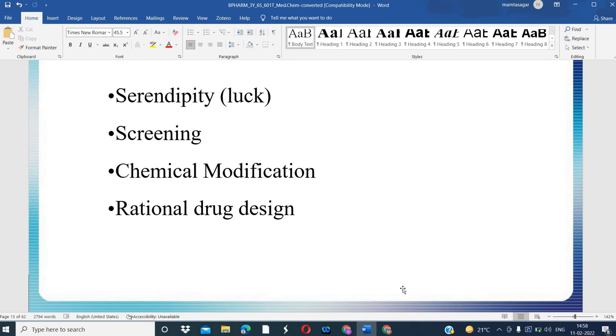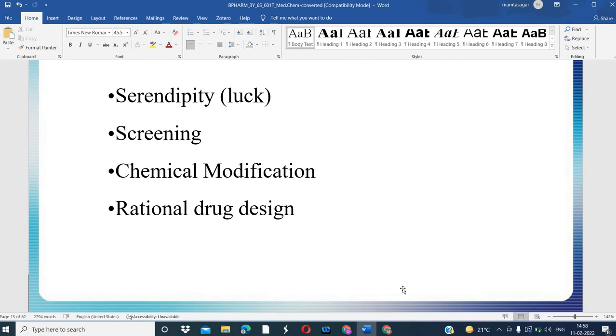For chemical modification, we can modify the different groups of the same chemical, on the ortho, meta, para positions. This analysis we do in quantitative structure activity relationship. Then we do rational drug design. In the computer, we use computational methods to design that drug, that is rational drug design.